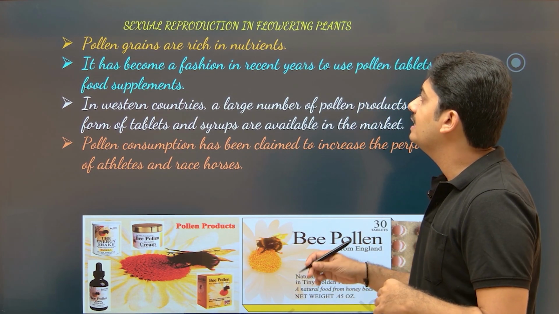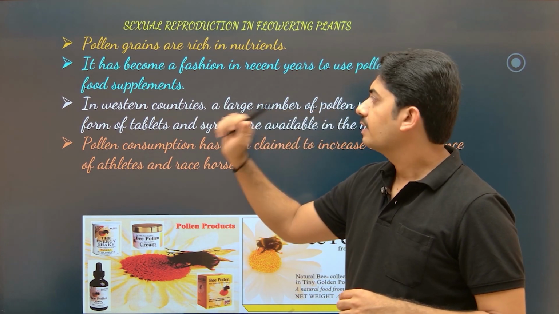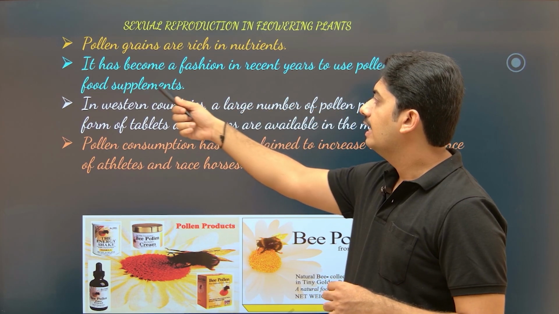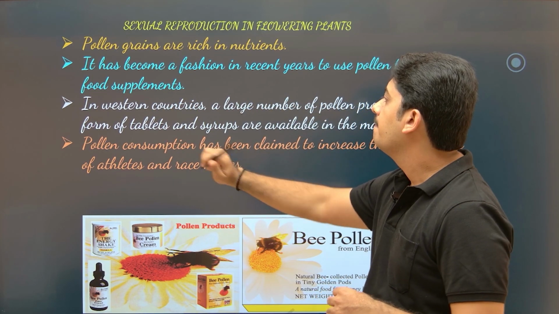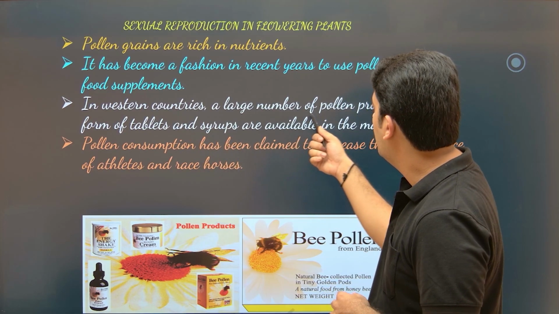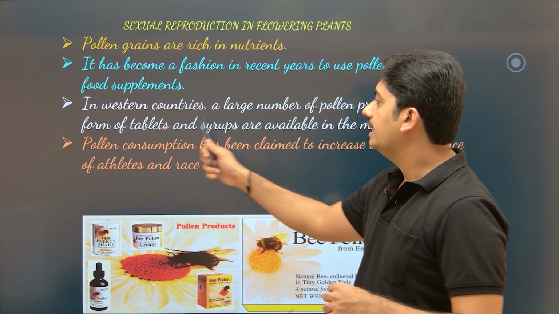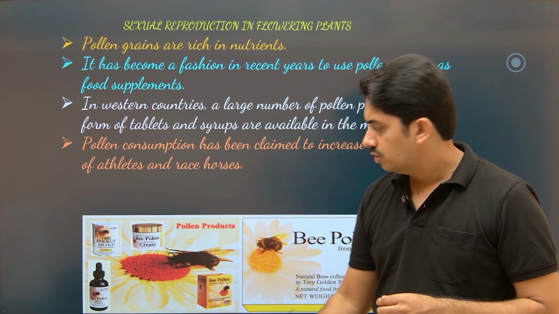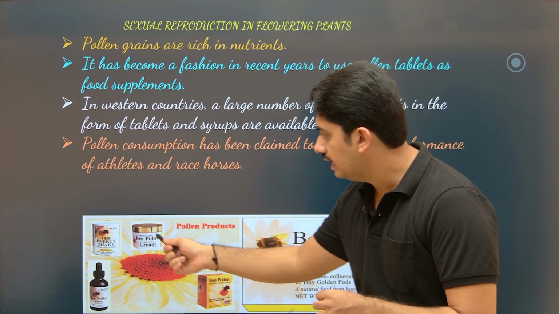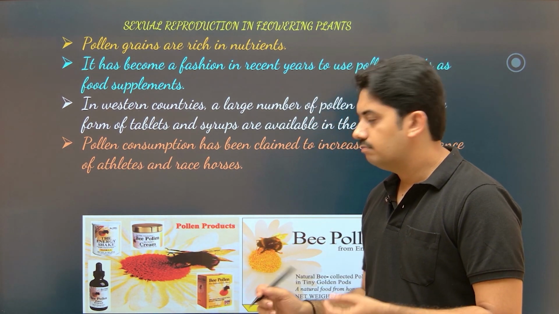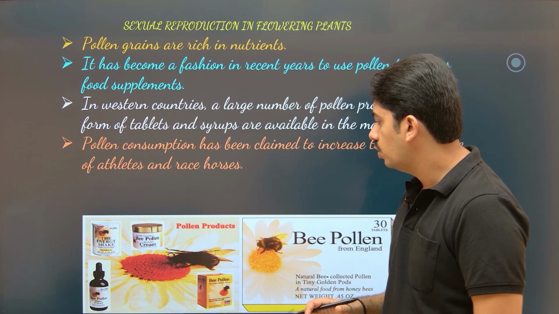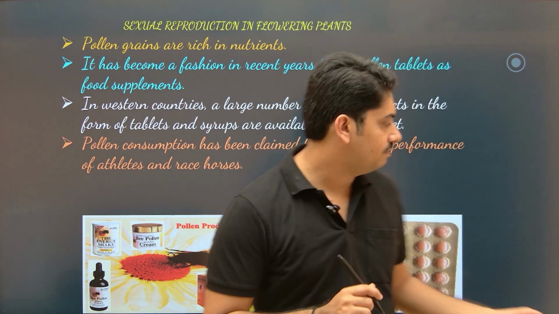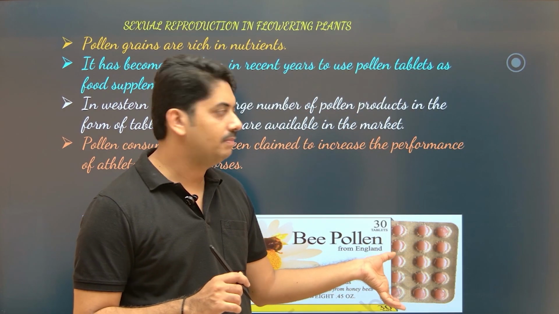Okay, so pollen grains are rich in nutrients. It has become fashion in recent years to use pollen grain as a source of food supplement, and in Western countries a large number of pollen products in the form of tablets and syrups are available in the market. So these are some of the pictures. Here you can see there are some boxes where the pollen grains are stored, and here you can see the tablet of pollen grains. There is one sachet which contains 30 tablets.